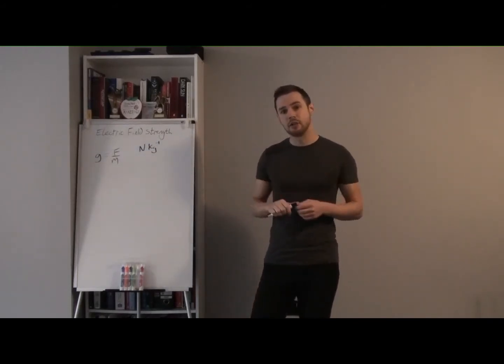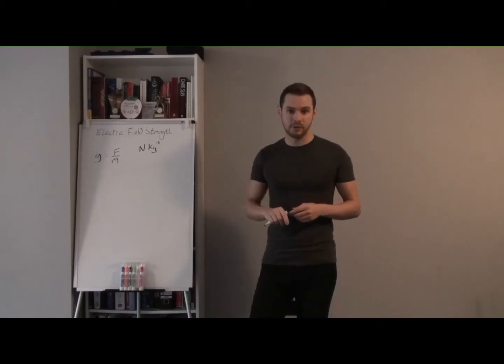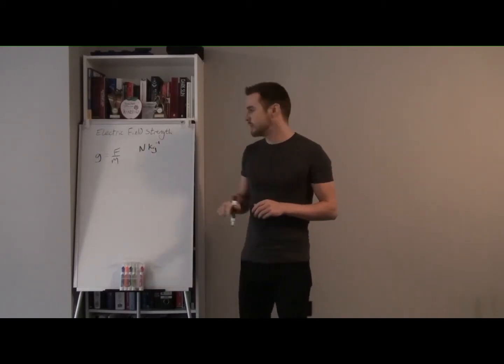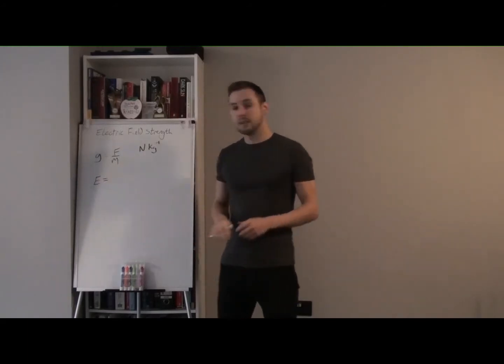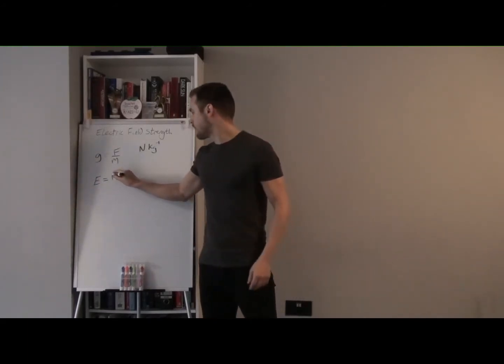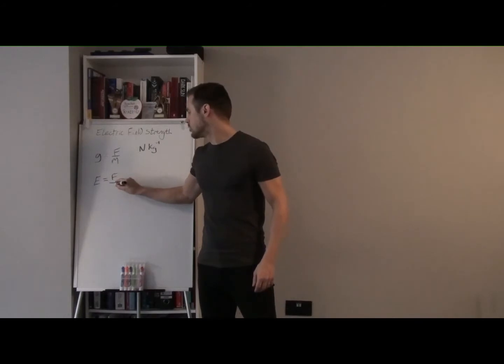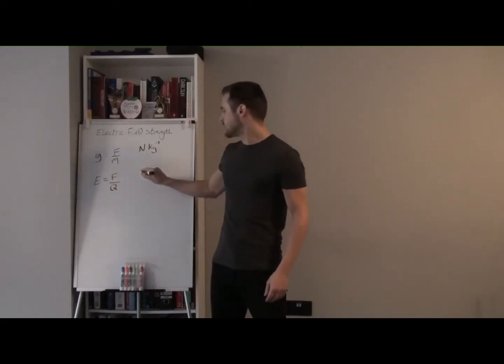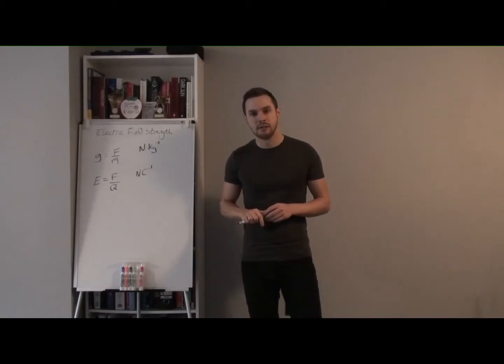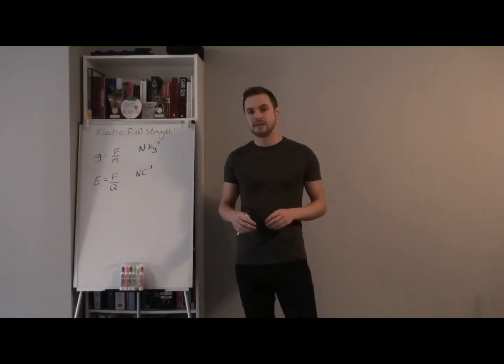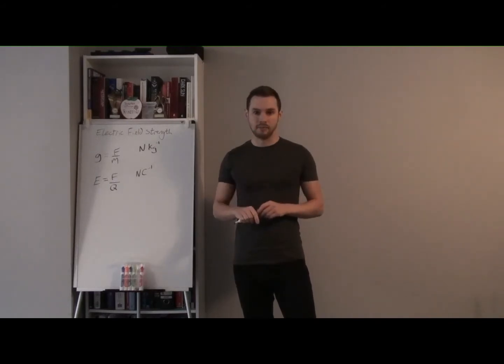Now we have a similar concept in electric fields. Electric field strength, given by E, is the force per unit charge. So this time we have the units of newtons per coulomb. That is to say, it is the force on a charged object per unit charge in an electric field. So that is the electric field strength.